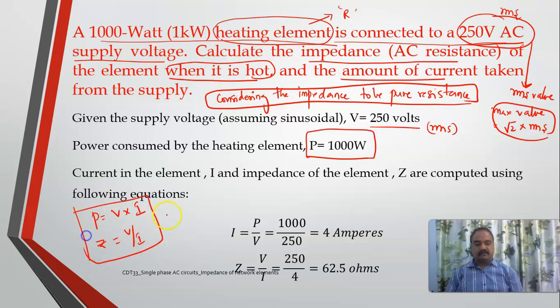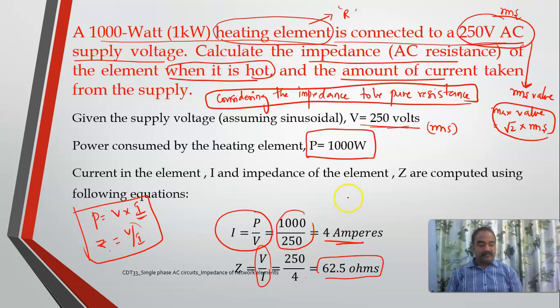So, the power is given as 1000, voltage is given as 250 RMS. If I want current, what I should do? P by V. If I do P by V, what I will get? 1000 by 250 and it is 4 amperes. Whereas the impedance, it is V by I. V is already there, 250 volts RMS, by current is also in RMS, 4 amperes. 250 by 4, it is 62.5 ohms.